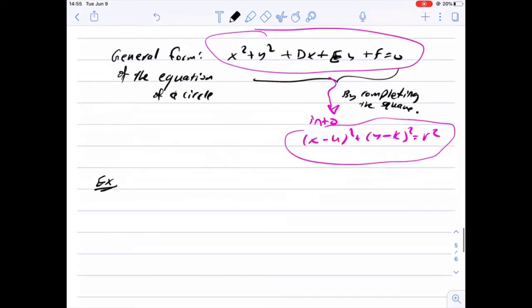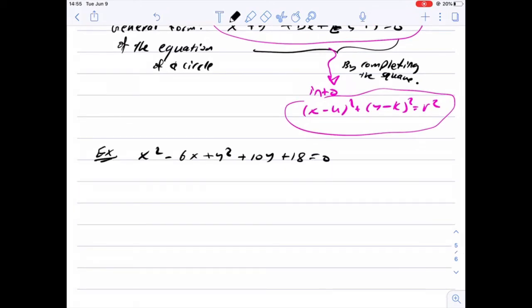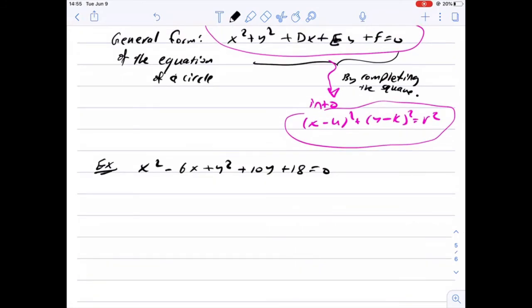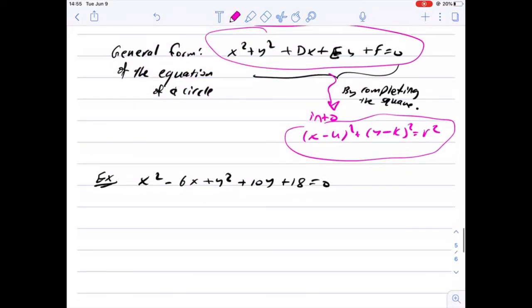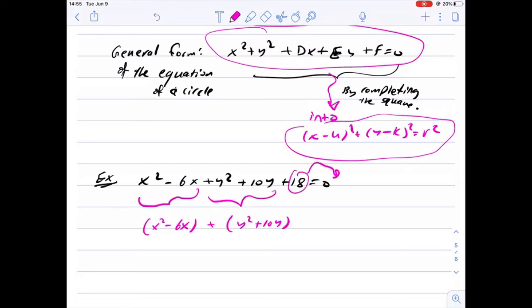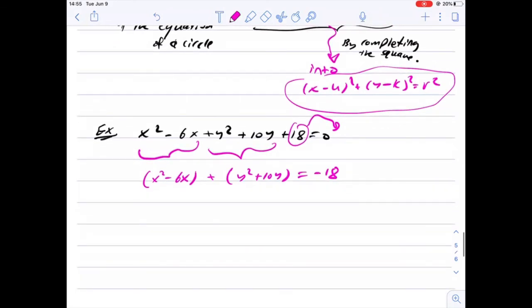Let's take an example. If we have x squared minus 6x plus y squared plus 10y plus 18 equals 0, this equation is not written in the center radius form. So how can we find the center and radius of this equation, or how to prove that this is the equation of the circle? Now we need to complete the square, so we group the x terms, the terms that include x, and then the terms that include y, and then we bring the constant to the right hand side, we change its sign, and then we complete the square.